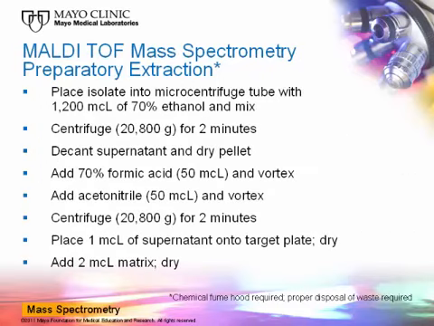Using the Bruker system, some organisms may require preparatory extraction in order to generate spectra of sufficient quality to enable microbial identification. A general approach to extraction is shown. The isolate of interest is placed into a microcentrifuge tube with 70% ethanol, mixed, and centrifuged at 20,800 g. The supernatant is decanted and the pellet dried. 70% formic acid and acetonitrile are added and the mixture vortexed and centrifuged at 20,800 g for 2 minutes. The supernatant is deposited onto a target plate, dried, and overlaid with matrix.